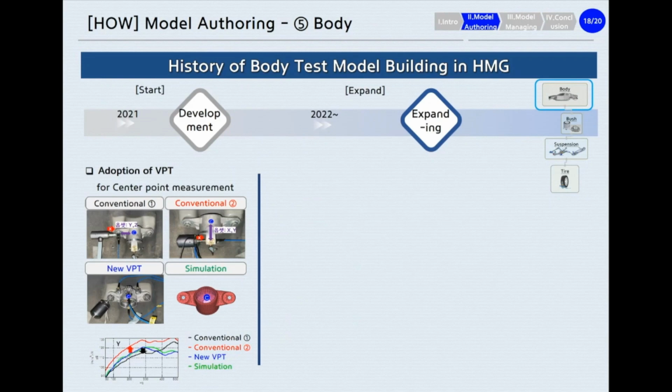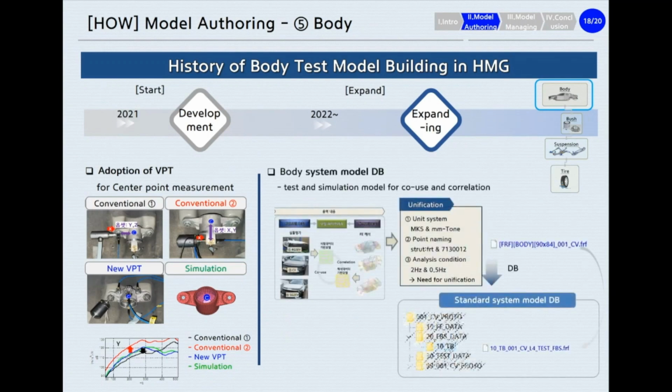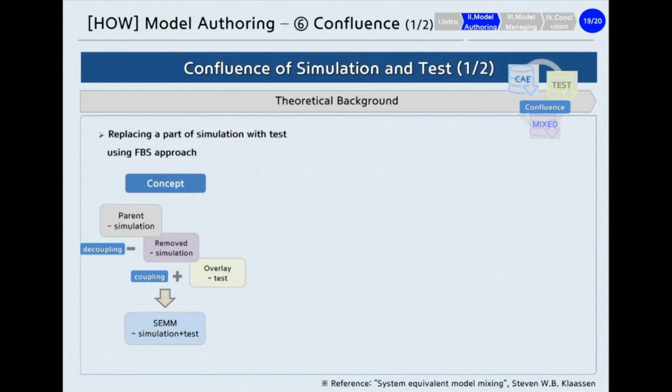However, surprisingly, we discovered a good correlation between the test and simulation model at the center point. The test body model was processed into a standard format and stored in the model database for road noise estimation. Up to now, I have explained how to author tire, suspension, bush, and body models experimentally. However, I admit that the process for measuring an experimental model is somewhat complicated.